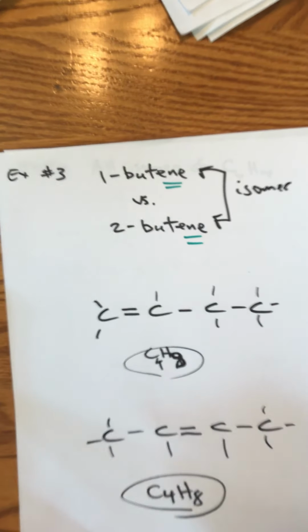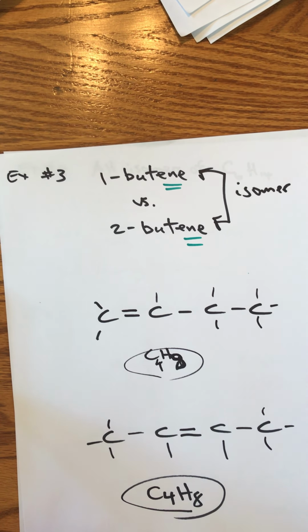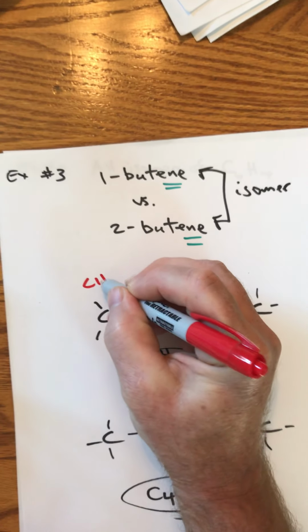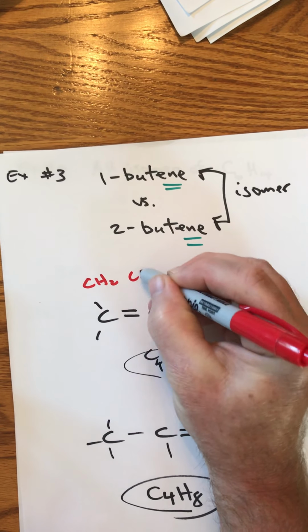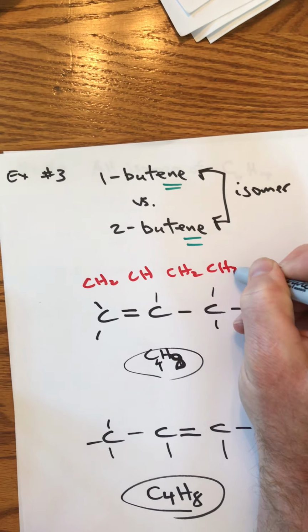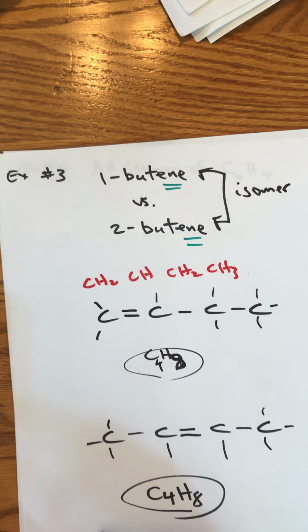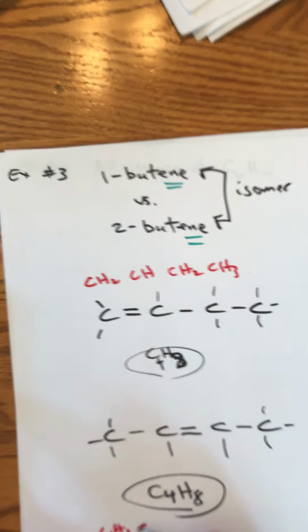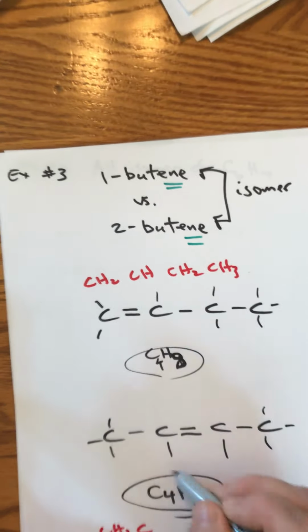So I could do condensed structural formula here. I could say this would be CH2, CH, CH2, CH3, and this one would be CH3, CH, CH, CH3. Just kind of going in order. Different arrangements give you different properties. These are not the same compound.